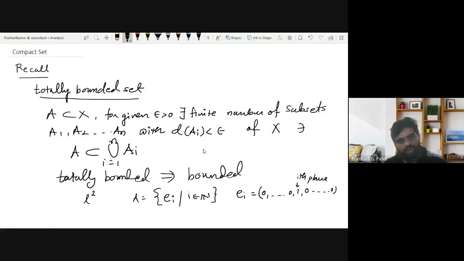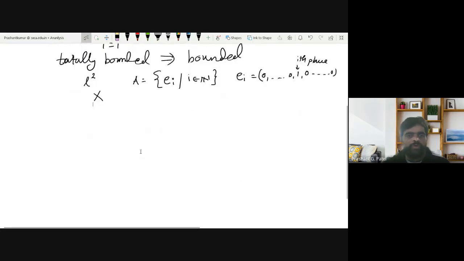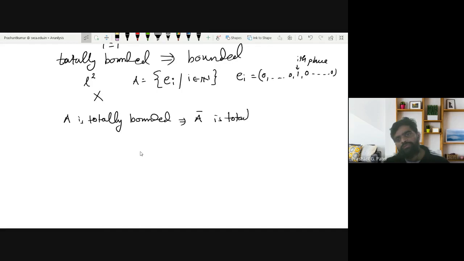Also, we have taken another example where if you consider X with the discrete metric, and if X is an infinite set, then this X is also not totally bounded. We also proved that A is totally bounded implies A closure is totally bounded. That means a closure of a set is always totally bounded.